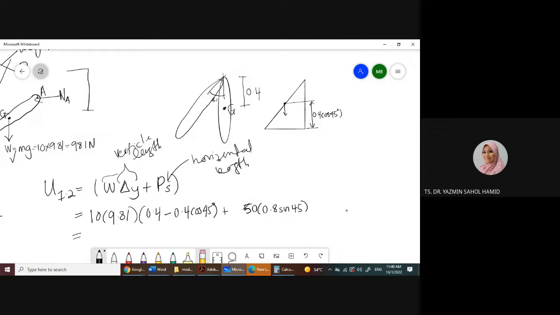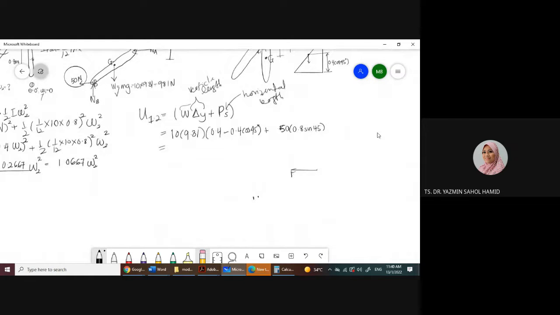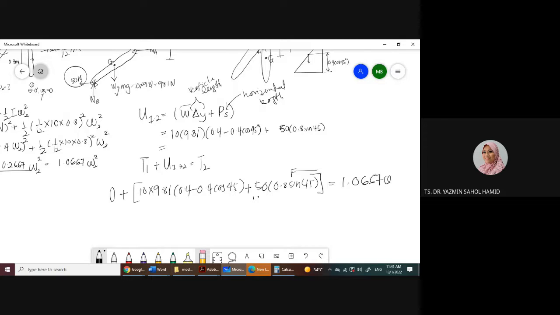Okay, so that is your work lah. So, you put this all into the formula. Formula dia apa? T1 plus work ke T2. T1 is 0. Work is this one lah. 10 kali 9.81 kali 0.4 minus 0.4 cos 45 plus 50 kali 0.8 sine 45. I don't know, this one you can calculate. Equals to 1.0667 omega squared. So you kena dapatkan omega. So you dapatlah angular velocity. So can you please calculate for me what is the angular velocity?